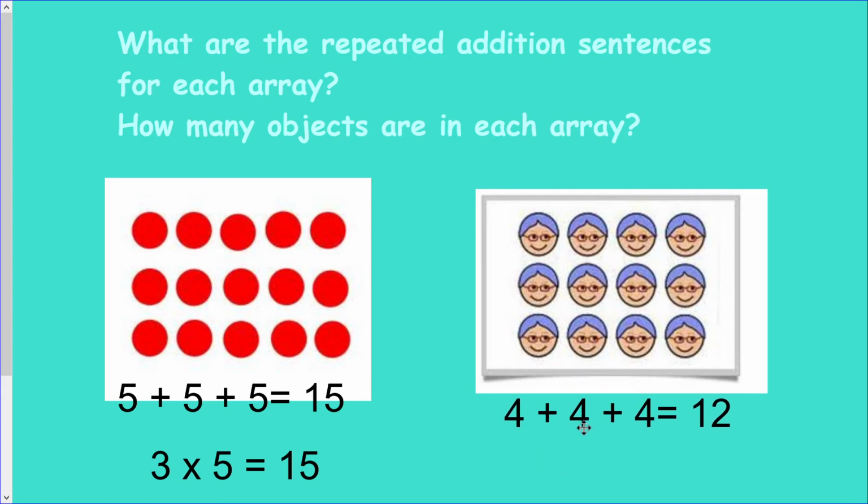Multiplication sentence. How many rows did you have? How many 4s did you have? 3 times. What number was in each row? 4. And your total number of grannies is 12.